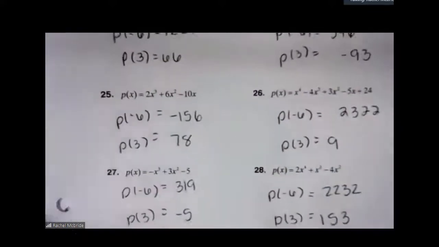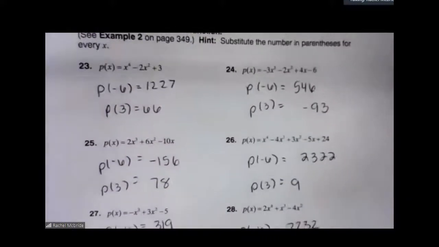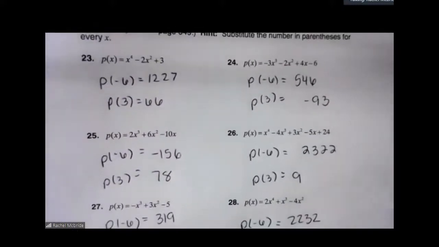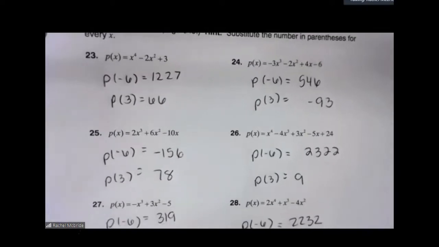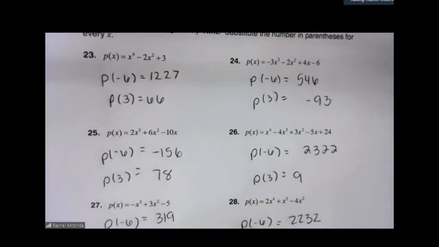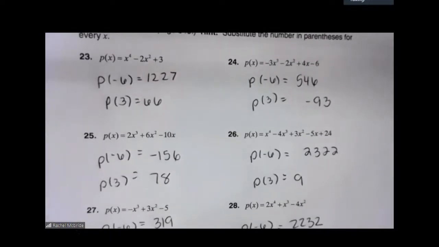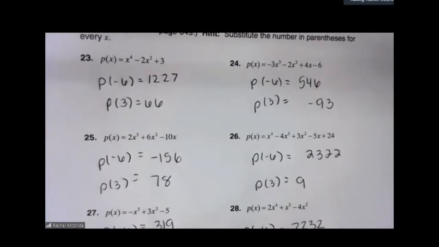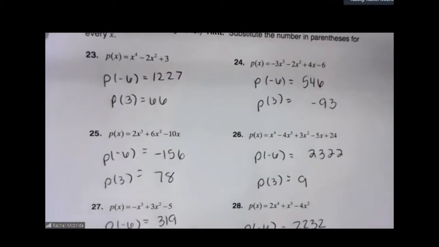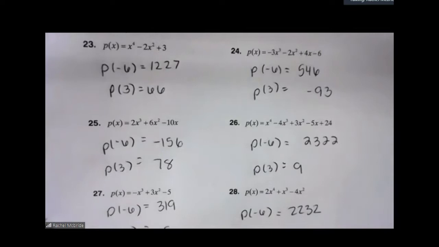And then at the top of the next page, again, if you have P of a number, then you get a number answer. If you have a function, then you get a function answer. So in that top half, you are plugging in a number, so you're going to get a numerical answer. And then in the bottom half, you're plugging in a function, so you're going to get a function answer.